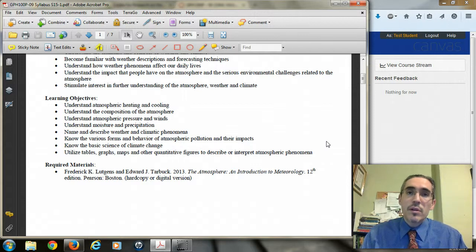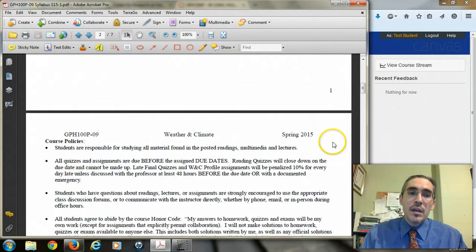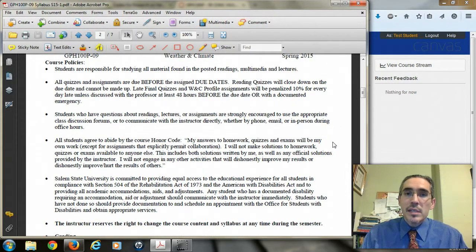It's available in the bookstore. It can be rented. There are digital versions of it too, and you can find it online as well. It's not the cheapest book in the world, I understand, but it is necessary, and we'll be using it fully throughout the semester. Okay, some basic course policies.